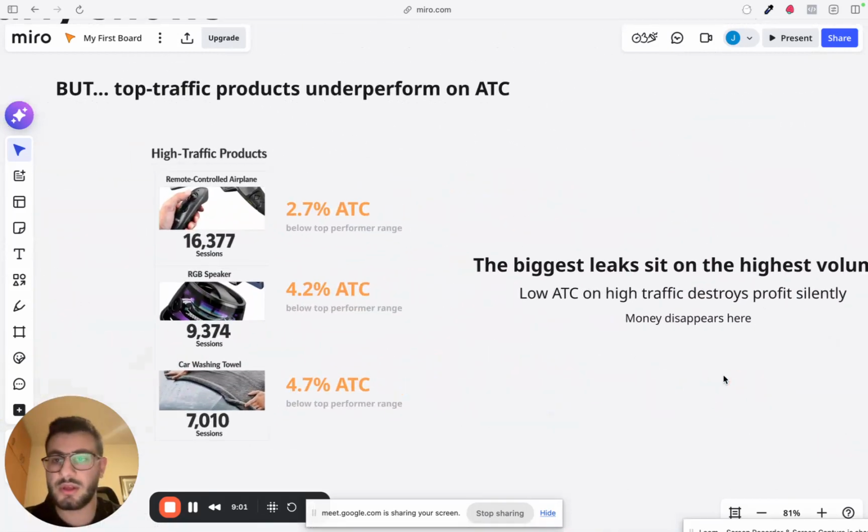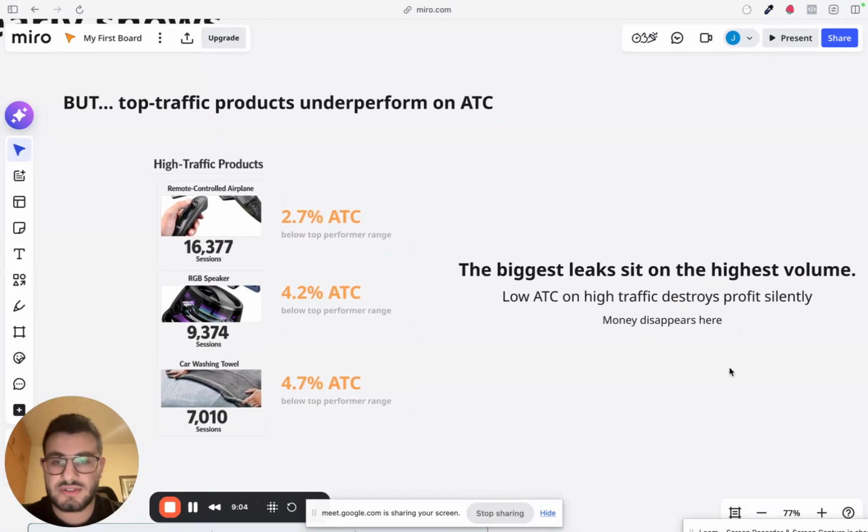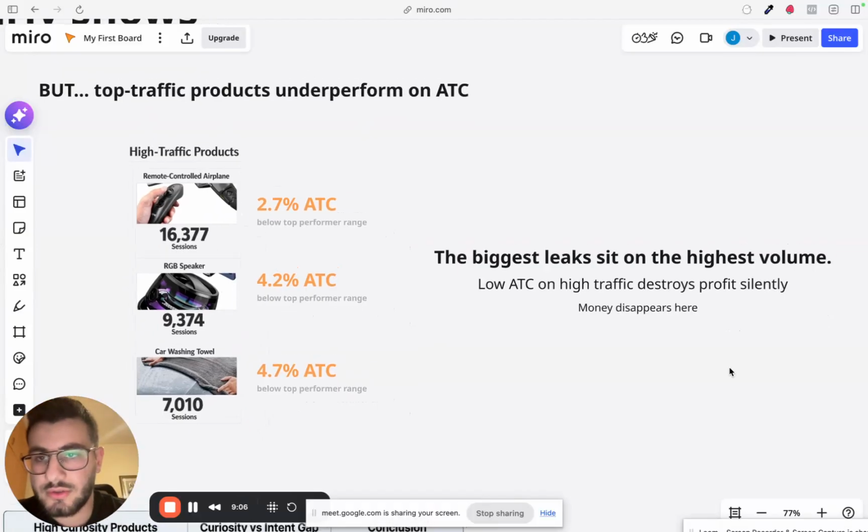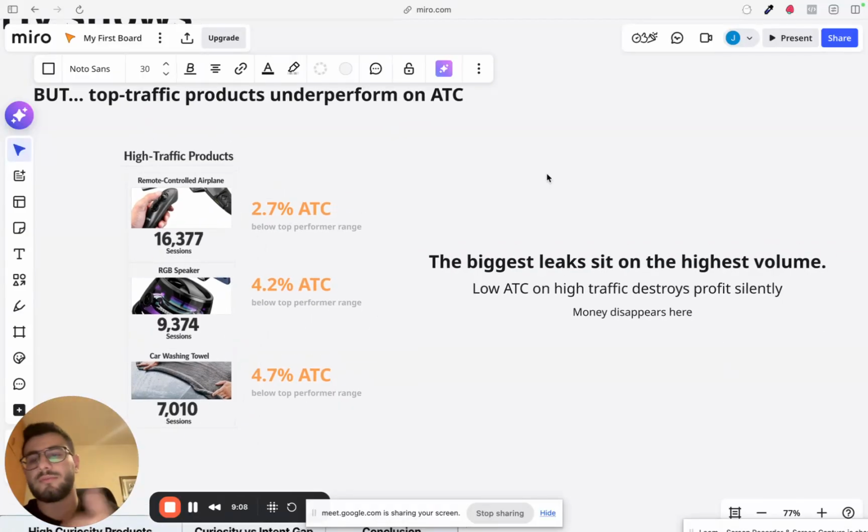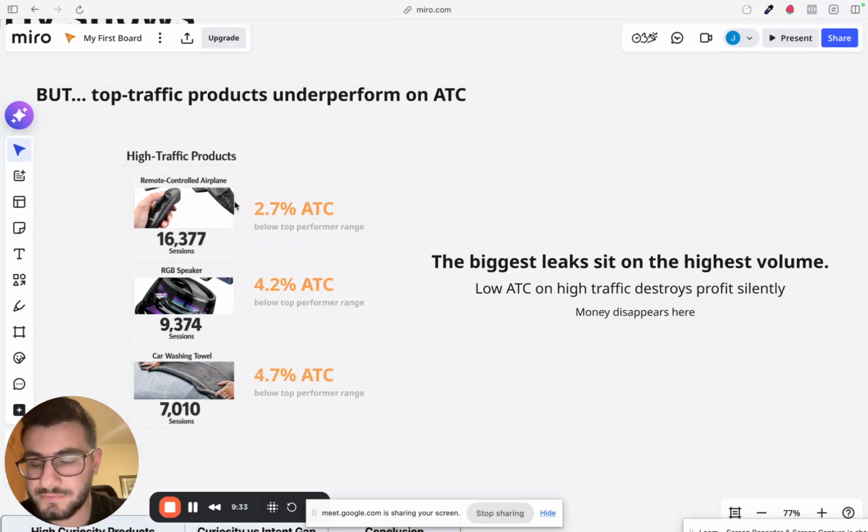It's here. The top traffic products are underperforming on add to cart. Your products that are getting the most sessions are underperforming on the ATC rate. For example, the remote control airplane has 16K sessions with a 2.7 add to cart rate, which is below top performance range. The RGB speaker had 9K sessions at 4.2, which is not that bad. And the car washing towel had 7K sessions.